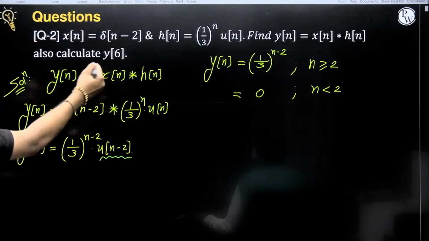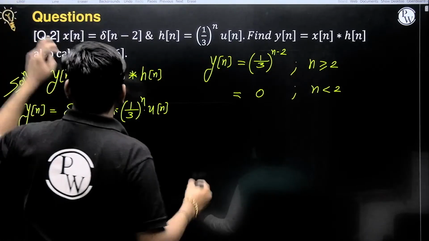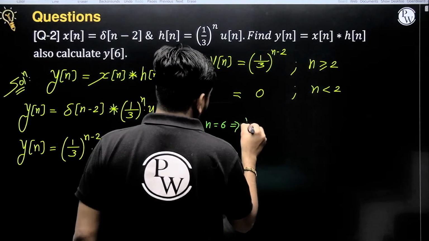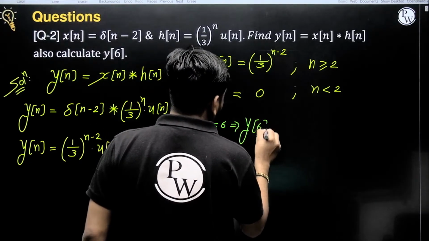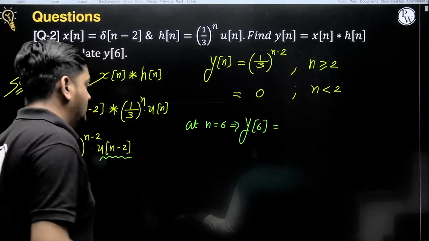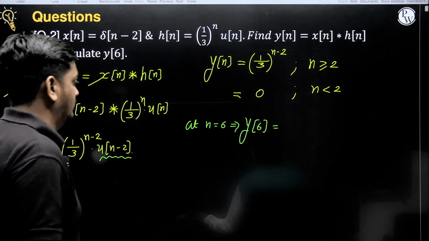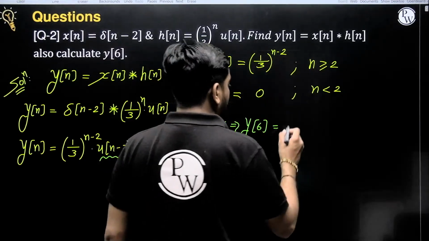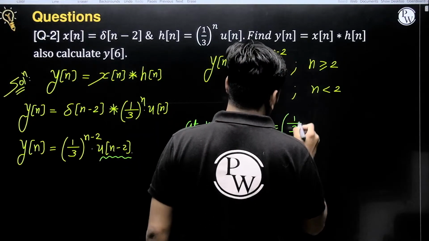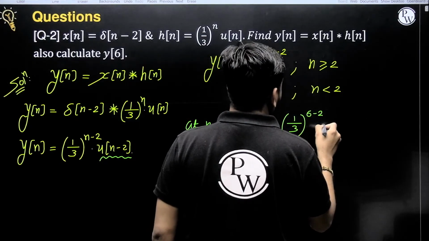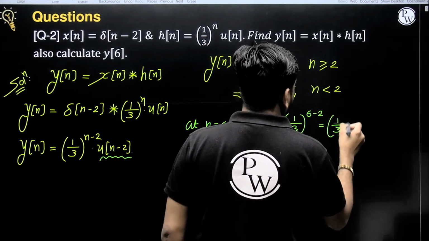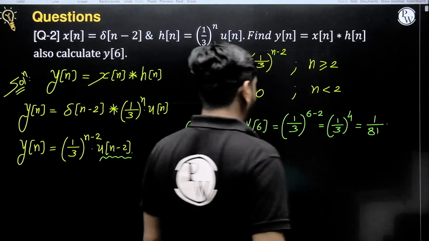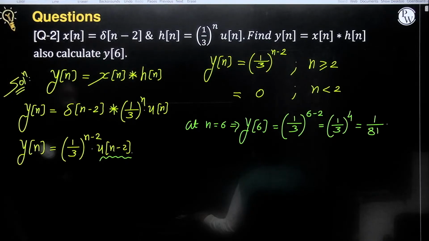Now they are asking y of 6, guys. That is the y of n value for n equal to 6. So n equal to 6 is greater than or equal to 2, of course you have to use this formula. So put n equal to 6 here. 1 by 3 power 4, that is 1 by 9 into 1 by 9, so 1 upon 81. So 1 by 81 is the correct answer. Numerical answer type question, 1 upon 81.